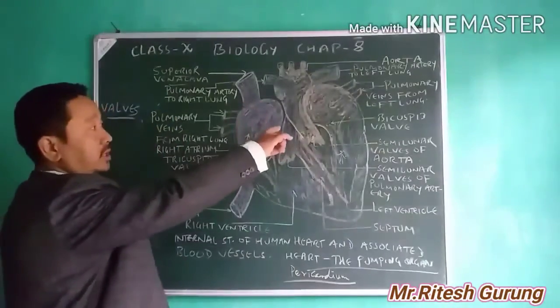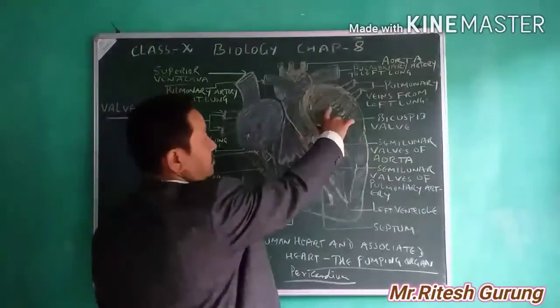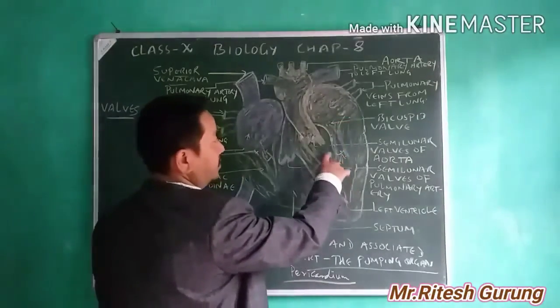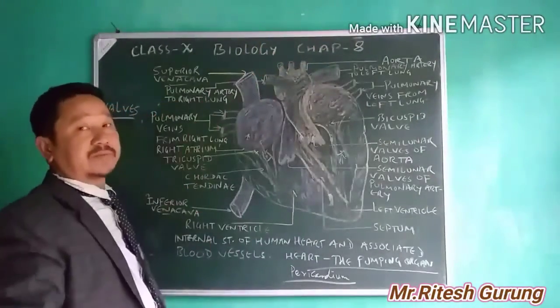Okay, then the auricles. Which auricle? Left auricle. From the left auricle it goes down again to the ventricle, and from there it will be supplied to the different parts of the body.